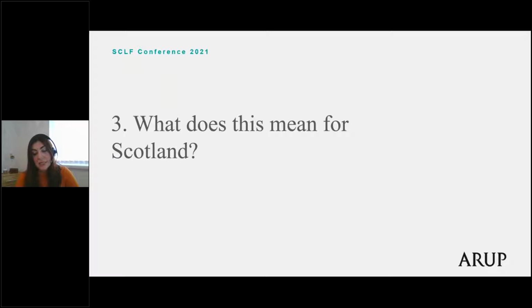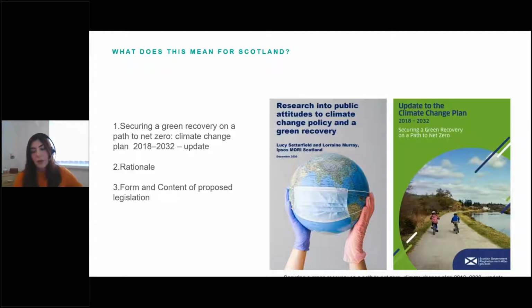So what does this mean for Scotland? World leaders will gather in Glasgow in 2 months' time for the COP26 Climate Change Summit. The Scottish Government says its targets to reduce emissions are some of the toughest in the world.